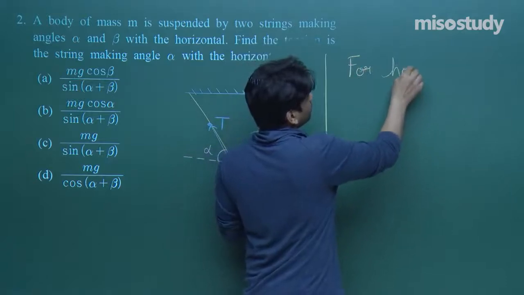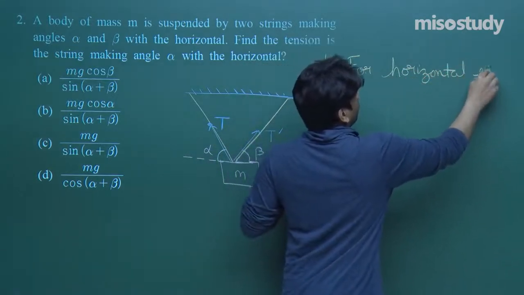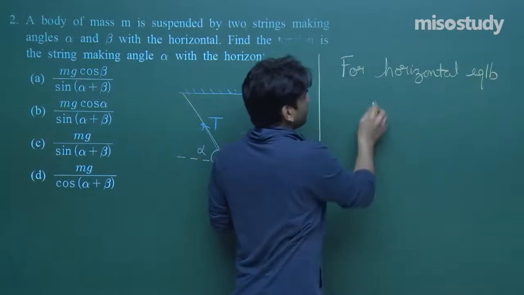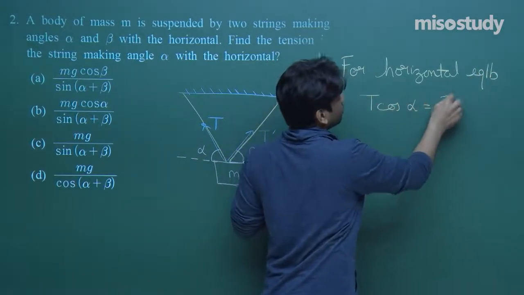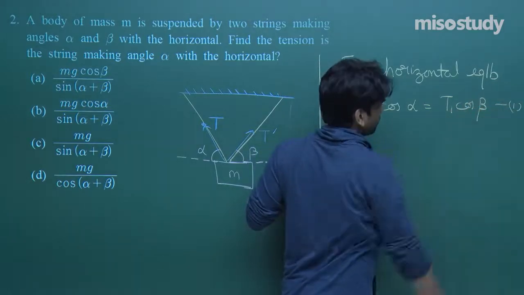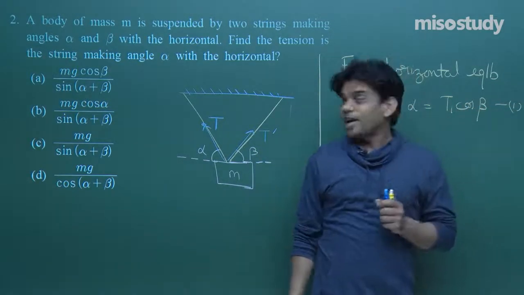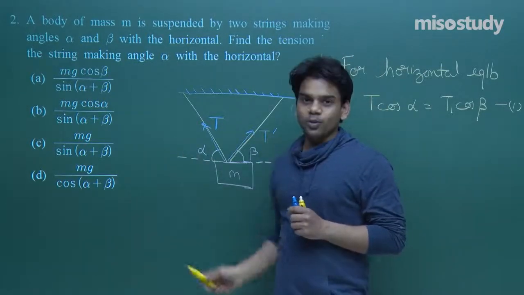Of the block, for horizontal equilibrium we will have T cos alpha equal to T1 cos beta, equation number 1. So we need to evaluate the value of this tension T. That is what is required. These 4 options have been provided to us.